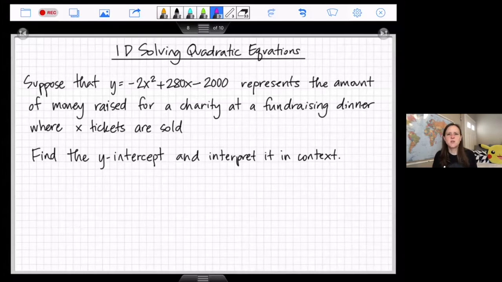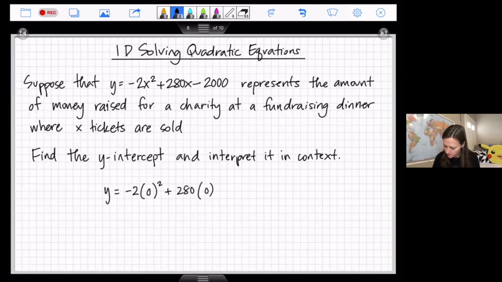So this one we actually don't need to solve a quadratic equation for, just kind of getting used to the formula. Finding the y-intercept means plugging in x equals 0, so that's going to be pretty easy. So I'm going to come up to my equation, and everywhere there's an x, we'll plug in a 0. And I get a bunch of 0 and a negative 2000. All right, so they want us to interpret this in context. So we want to talk about what x stands for and what y stands for and make it make sense with this y equals negative 2000.